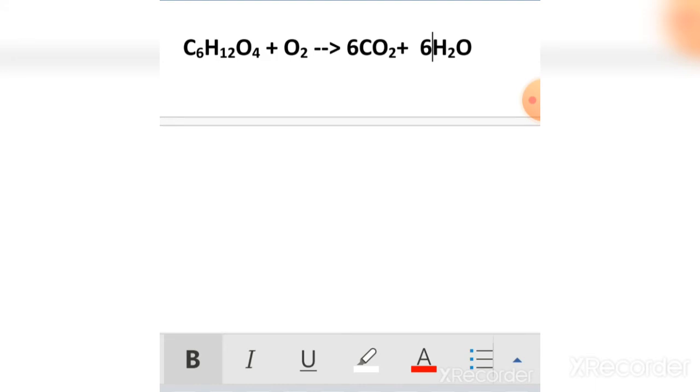Now for oxygen atom. In the reactants, we have O4, so 4, and O2. So 4 plus 2 is 6. While in the products, from your carbon dioxide, you have 2 times 6, so 12. Plus 6 here in your water. So 6 times 2 in carbon dioxide plus 6 in water is 18. So then the number of atoms of oxygen in the products is 18, while in the reactants, there are only 6.